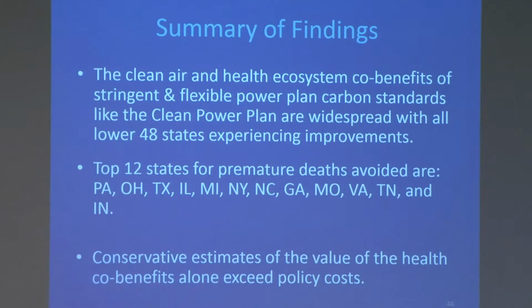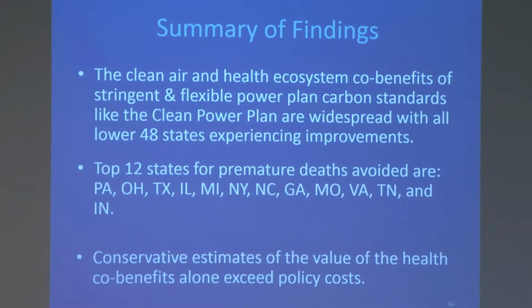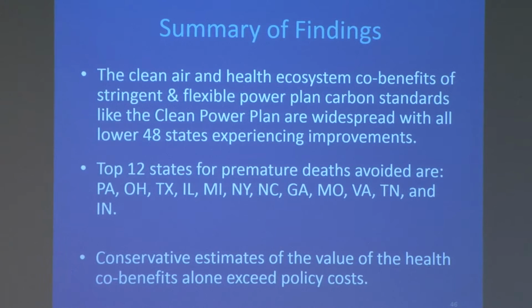So just to close this up, the project that we finished up, we found, and these are sort of no-brainers, that a program to control carbon dioxide emissions from power plants that's stringent and flexible, like the Clean Power Plan, has widespread benefits. I mentioned that all 48 states have some health and ecosystem benefits. The top states for premature death avoidance are shown here. So things like I told you, Pennsylvania, Ohio, and Texas, with poor air quality and high populations. And then our cost-benefit analysis says that the benefits far outweigh the costs.